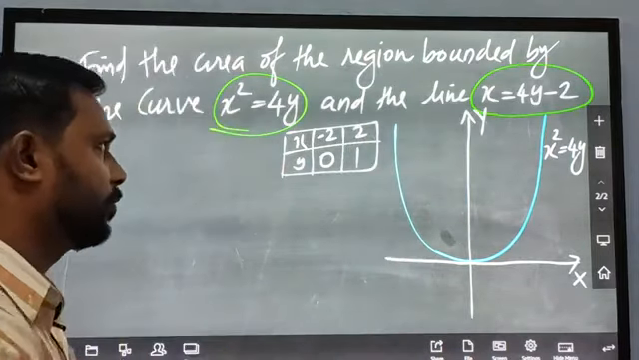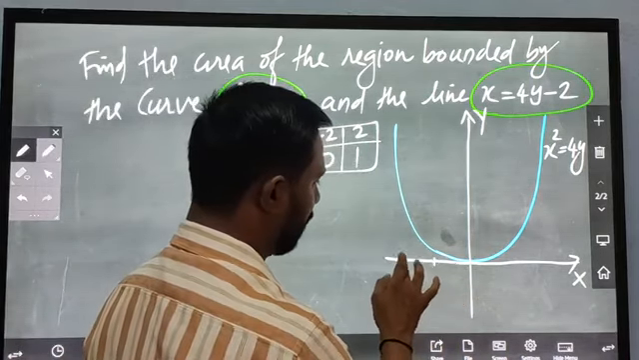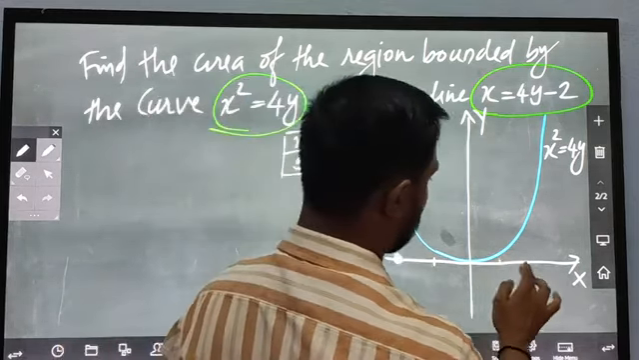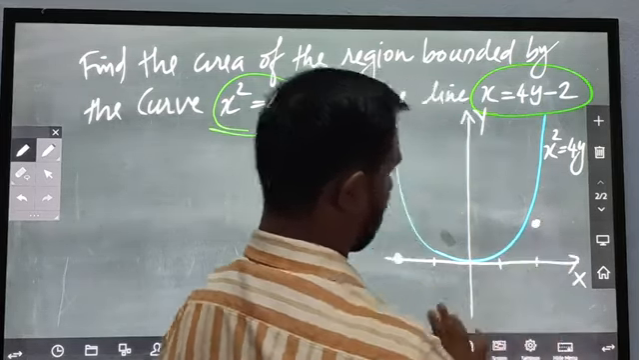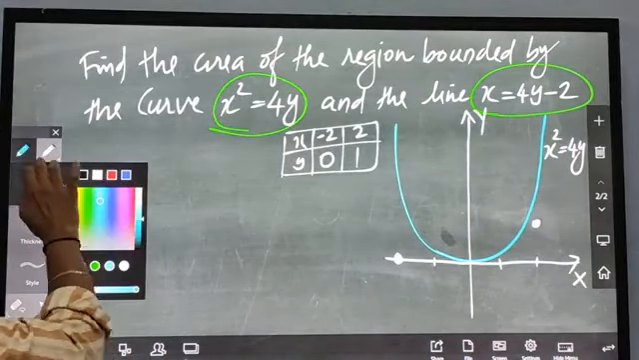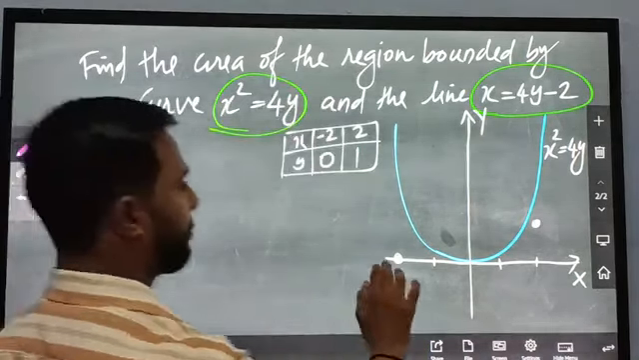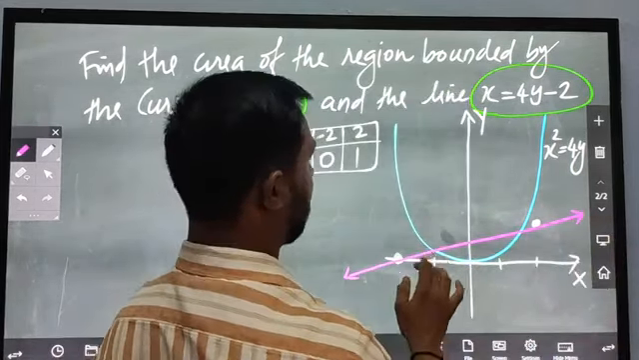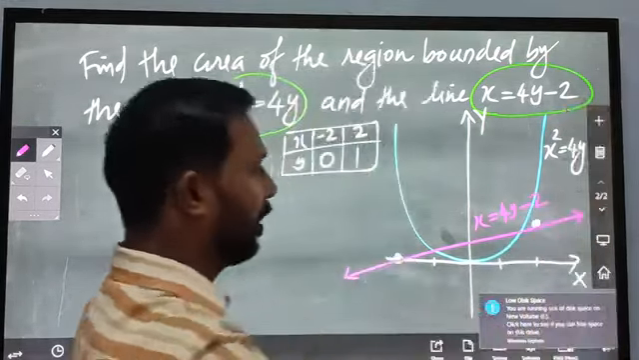So we have minimum 2 points: minus 2, 0, approximately somewhere here, and another point 2, 1. So we got 2 points. Now we are going to draw the straight line connecting these 2 points. Connecting these 2 points, we have this straight line whose equation is given as x equal to 4y minus 2.